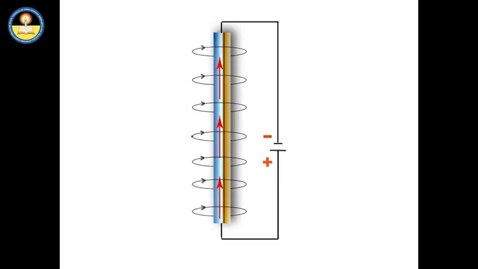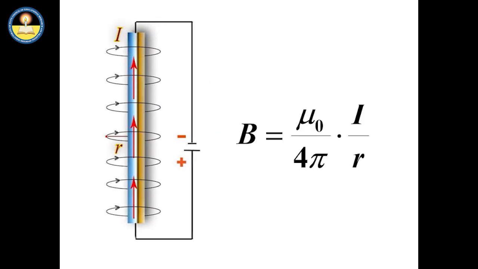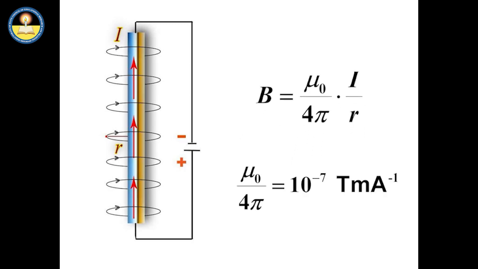For a very long straight conducting wire carrying current I, the magnetic field at a perpendicular distance r from the straight wire is mu0 upon 4 pi times the ratio of the magnitude of the current and the shortest distance from the wire. Here, proportionality constant mu0 upon 4 pi is equal to 10 to power minus 7 Tesla meter per ampere.